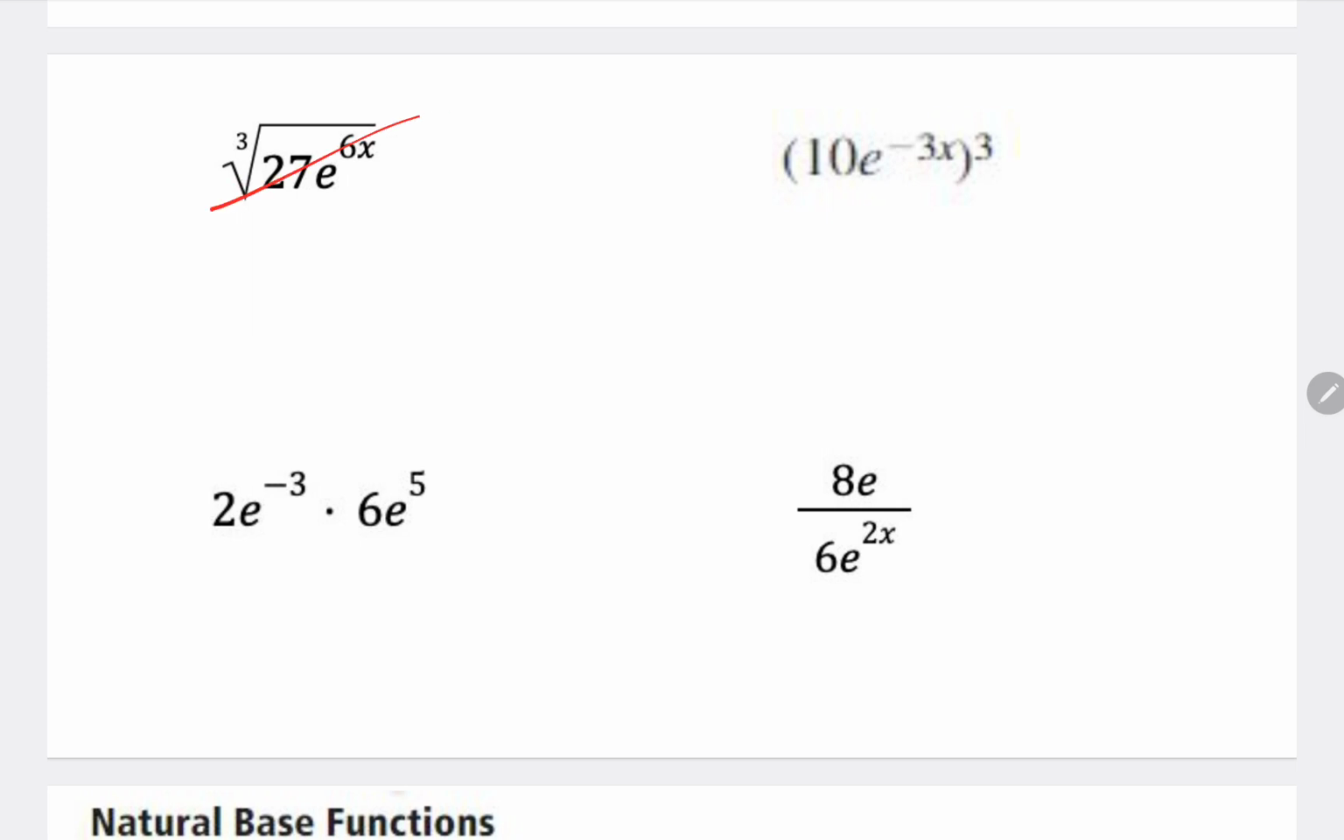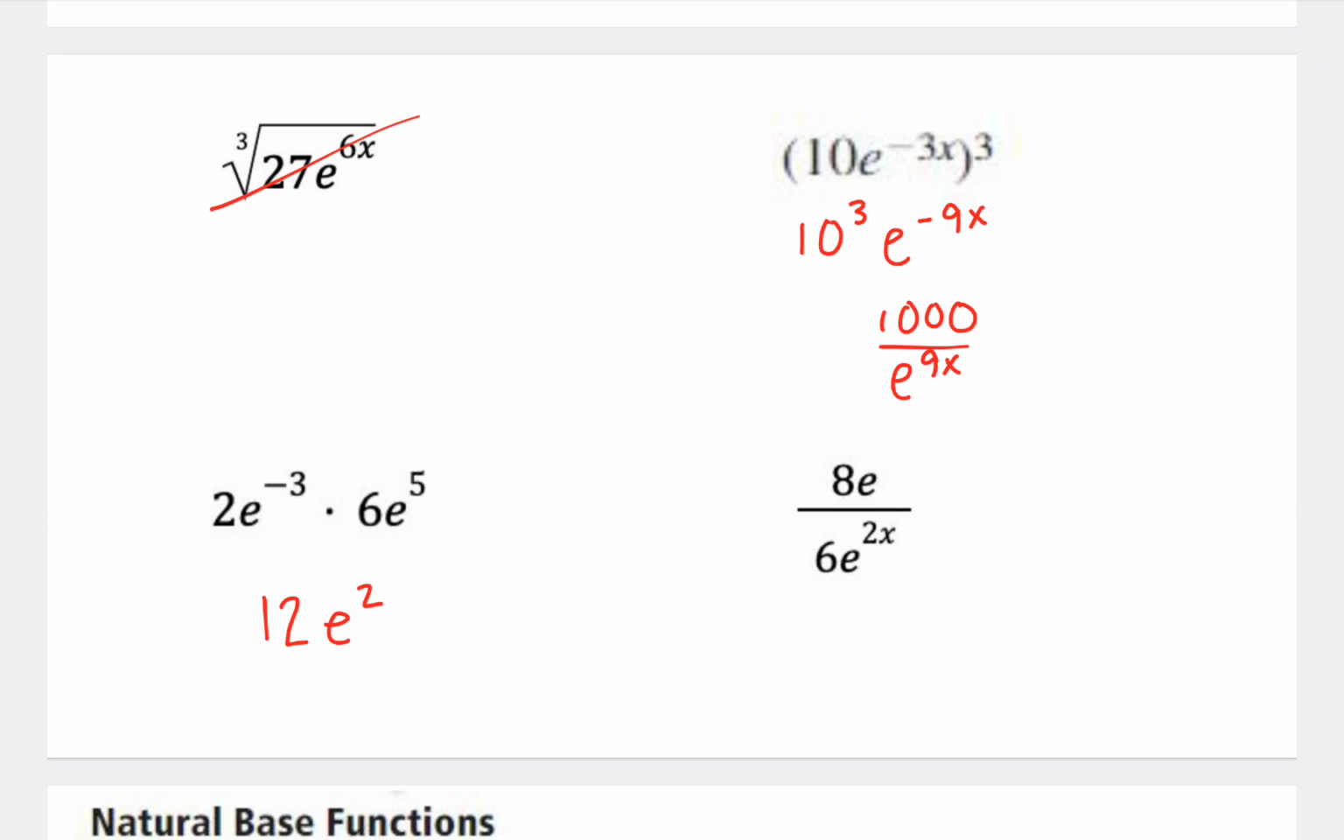Okay, so let's try a couple more. On this one, we're going to distribute that 3. So 10 to the third power, e to the negative 9x. And I can simplify that even further as 1,000 over e to the positive 9x power. Down here, another multiplication problem. The rule says we multiply the coefficients and we add the exponents.